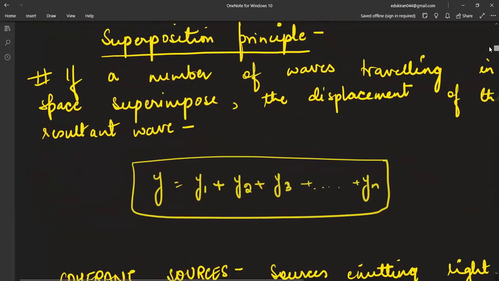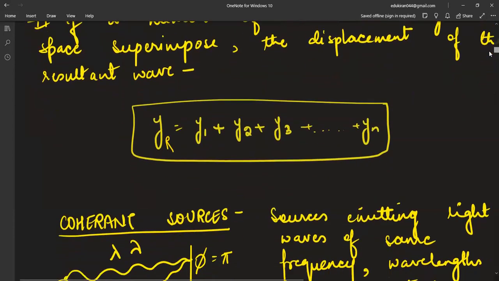Then the superposition principle: when all the waves are superimposing on each other, this is how the resultant displacement will be given.